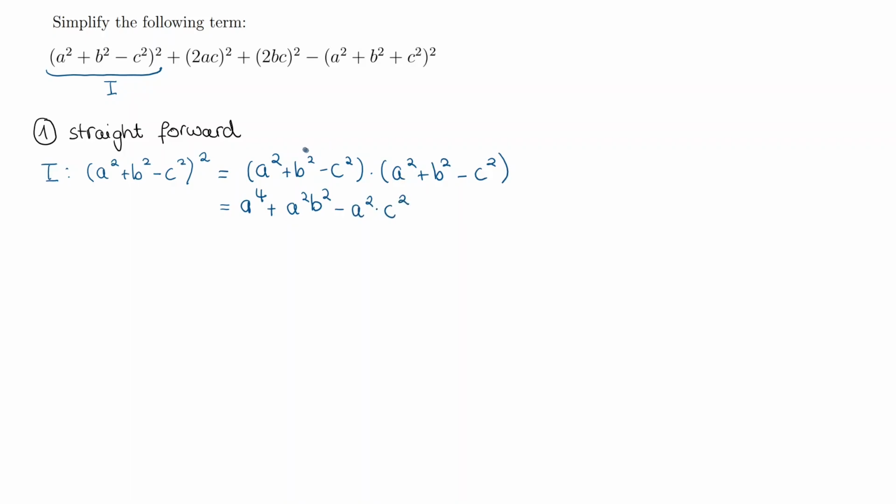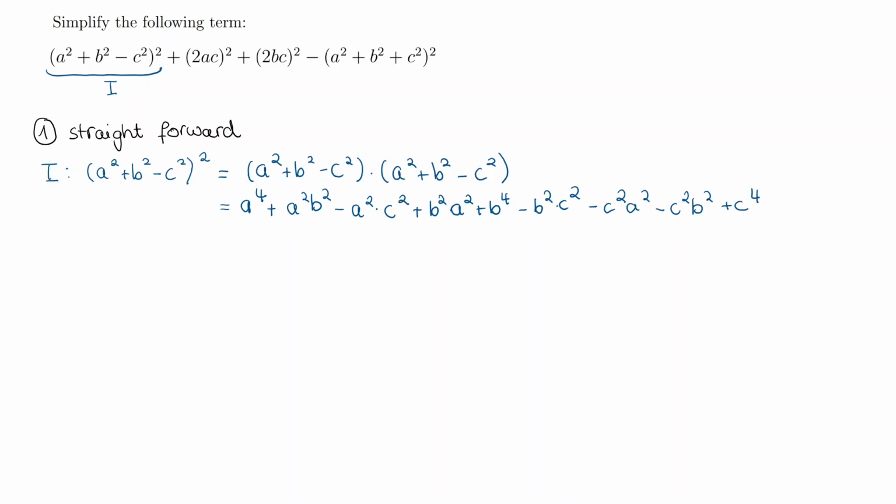Then I continue with the b and have to also multiply it with everybody here. So that would be plus b square times a square, plus b square times b square, which is b to the power of 4. And then we have b square times minus c square, so minus b square times c square. And then we do the same thing for the minus c square. We would then get minus c square times a square, minus c square times b square, and then minus c square times minus c square, which is plus c to the power of 4.